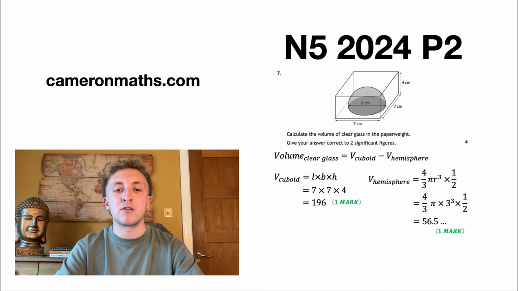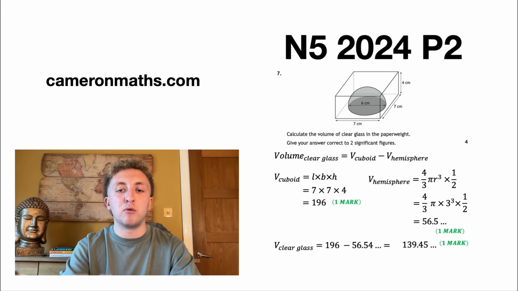And then to finish it all off, we just need to do the 196, the whole cuboid, minus the hemisphere, which is 56.54, which comes to 139.45. They asked for two significant figures, so we've rounded it to 140 centimeters cubed.